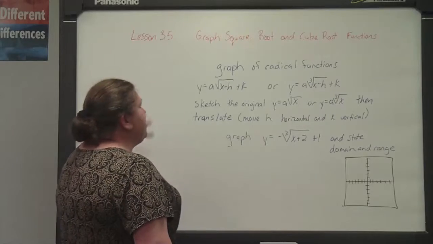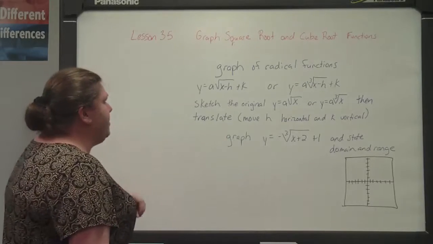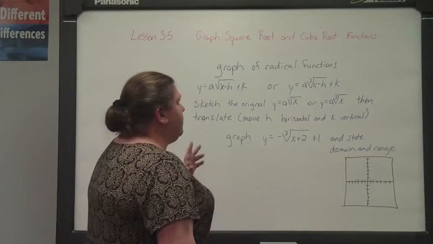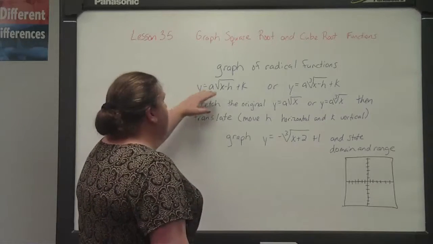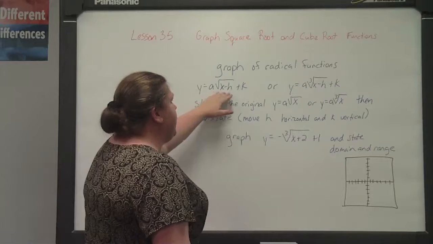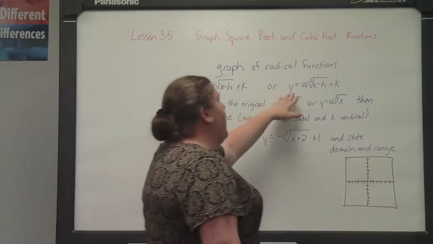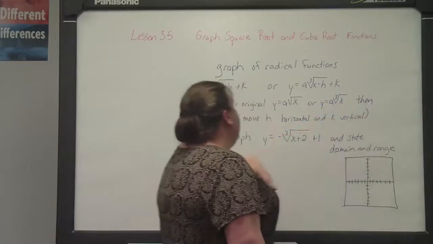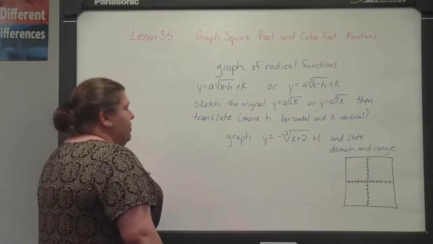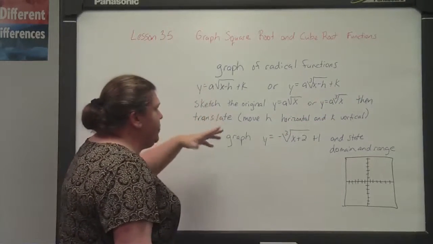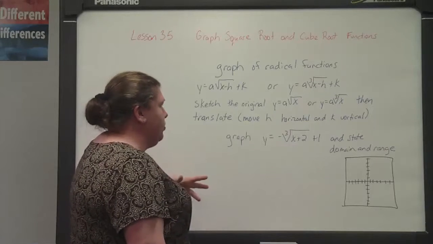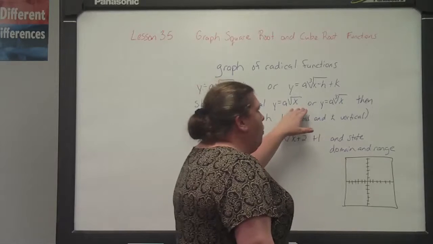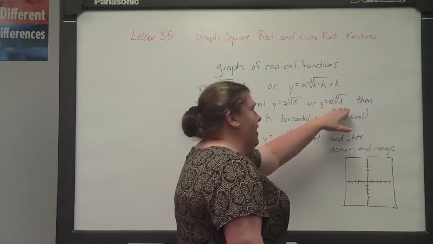The last portion that we're going to talk about today, or the last concept, is graphing of a radical function. When we're looking at radical functions, we're looking at y equals a square root of x minus h plus k, or y equals a cube root of x minus h plus k. Now, what we do in these instances is you're going to sketch the original function, which is y equals a square root of x, or y equals a cube root of x.